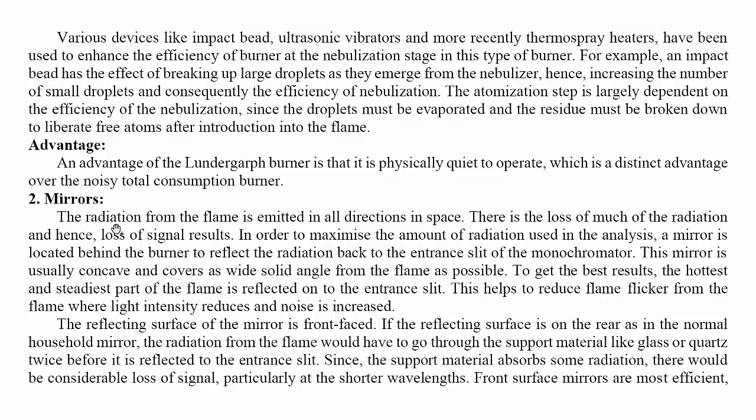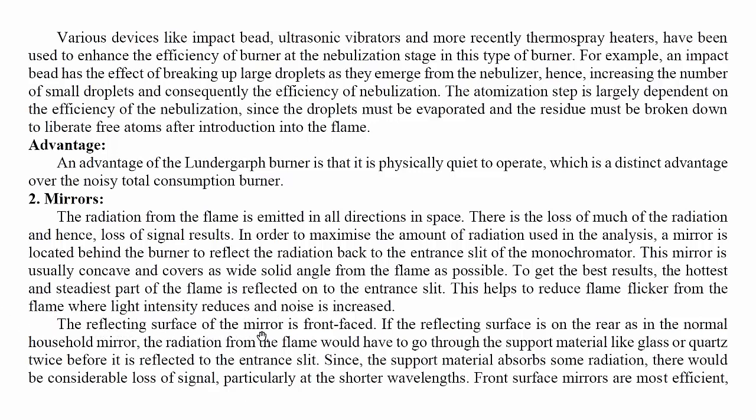2. Mirrors. The radiation from the flame is emitted in all directions in space. There is a loss of much of the radiation and hence loss of signal results. In order to maximize the amount of radiation used in the analysis, a mirror is located behind the burner to reflect the radiation back to the entrance slit of the monochromator. This mirror is usually concave and covers as wide a solid angle from the flame as possible. To get the best results, the hottest and steadiest part of the flame is reflected onto the entrance slit. This helps to reduce flame flicker, where light intensity reduces and noise is increased.